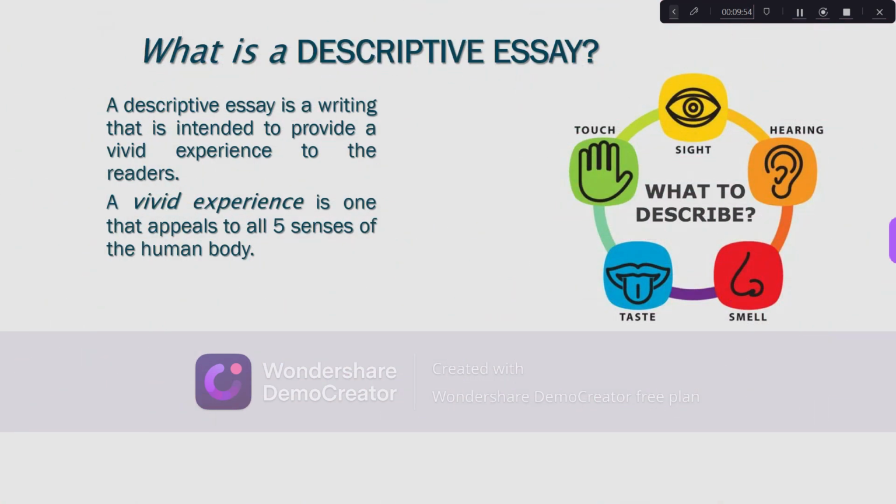So here, let's go deep and discover what a descriptive essay is. A descriptive essay is a piece of writing intended to provide a vivid experience to the readers. What we mean by a vivid experience here is one that appeals to all 5 senses of the human body: touching, hearing, smelling, tasting, and sight, what you can see. You need to engage your 5 senses in your piece of writing.